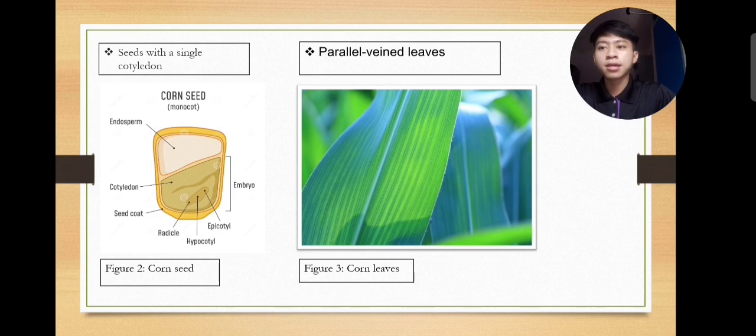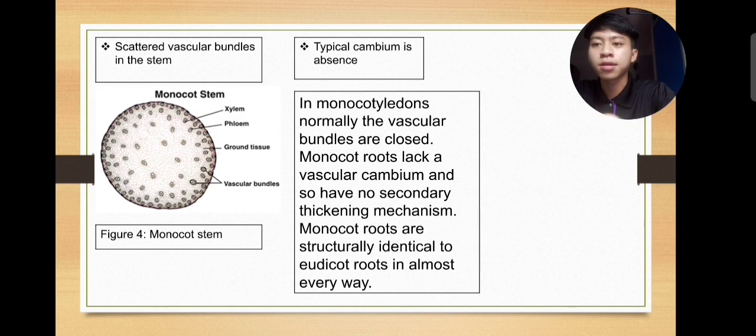Seeds with a single cotyledon. The seed of the corn plant has one cotyledon, producing a single leaf after germination, and is therefore a monocot, as you can see in this figure. And then next is parallel veined leaves. Monocotyledonous leaves are narrow and elongated with parallel venation, as you can see in this figure 3, corn leaves. So next slide.